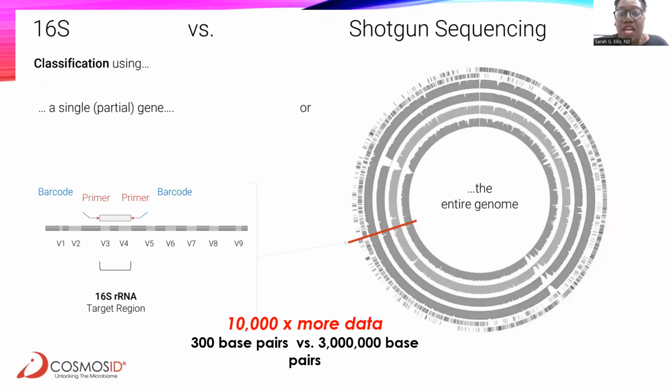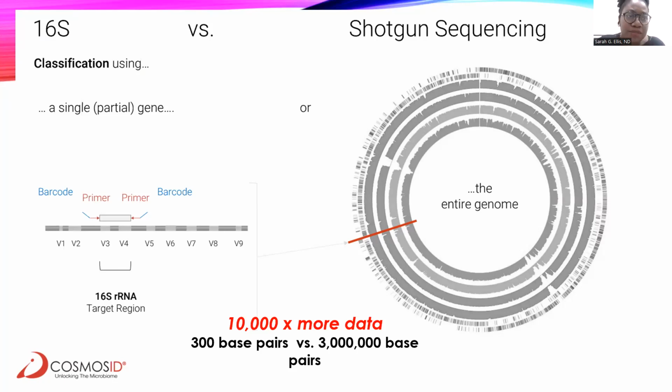So let's take a look at this visual of 16S versus shotgun or whole genome sequencing. Here on the right is whole genome sequencing. It includes the entire genome. As a refresher, the genome means that it's a complete set of genes or genetic material that's present in the organism. And so whole genome sequencing analyzes over 3 million base pairs, which is about 6,000 to 12,000 bacterial genes.